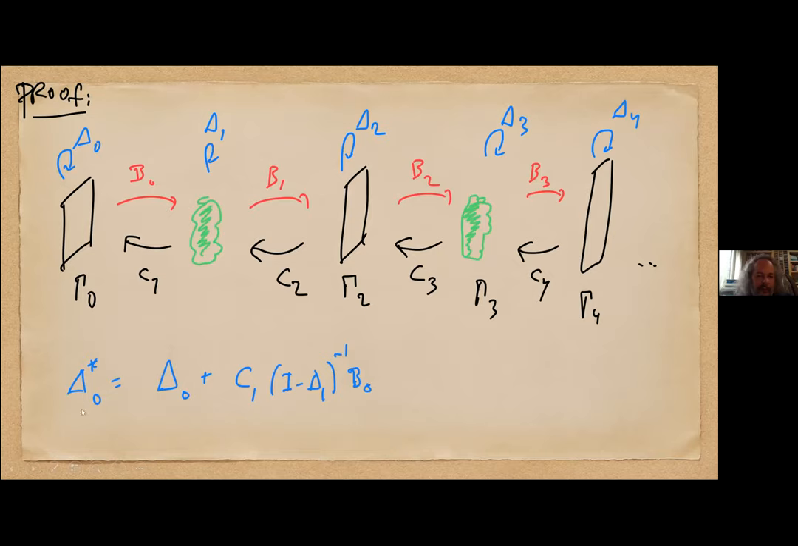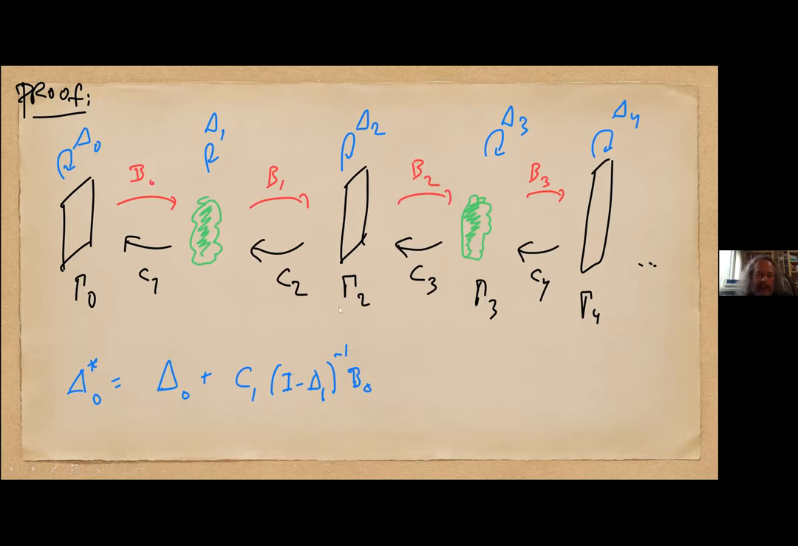For example, in order to obtain the new delta zero, the probability to stay in the layer zero, I need to consider the original probability to stay in zero, that's the original delta zero. But I also need to consider those that go to gamma one, which was deleted, erased. They go to this place with probability described by B zero. They can stay in this layer gamma one for some time, which is described by the identity minus delta one, inverted, and then they go back by C1 to the layer zero, okay? This is the way we obtain delta zero star, the new probability to stay in the layer gamma zero.